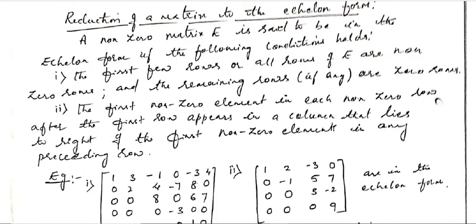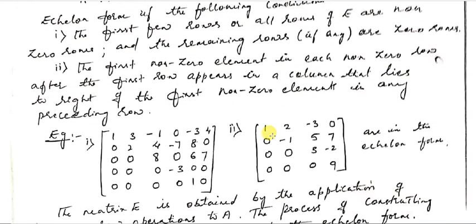As we all know, what do we mean by echelon form? Let us define the echelon form. A non-zero matrix E is said to be in the echelon form if the following conditions hold. Number 1, the first few rows of E are non-zero rows, and the remaining rows, if any, are zero rows. The second condition, the first non-zero element in each non-zero row after the first row appears in a column that lies to the right of the first non-zero element in any preceding row.